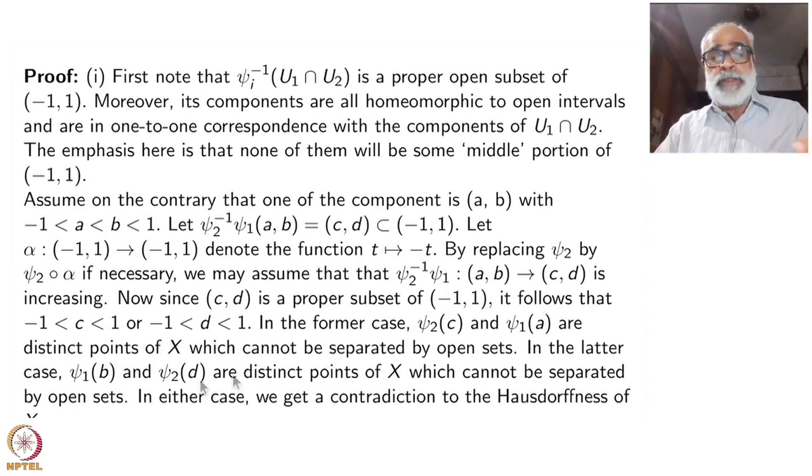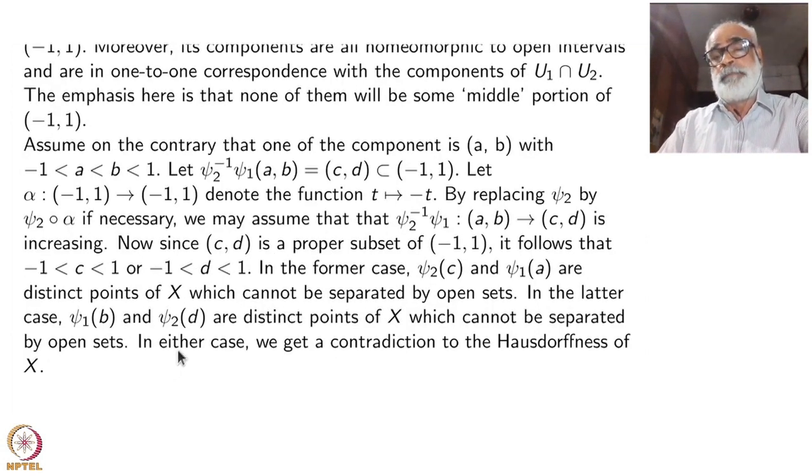So psi 2 of c and psi 1 of a are distinct points of X which cannot be separated by open sets. In the latter case, the same thing happens with psi 1 of b and psi 2 of d, which cannot be separated by open sets. So in either case, you have a contradiction to the Hausdorffness of X.